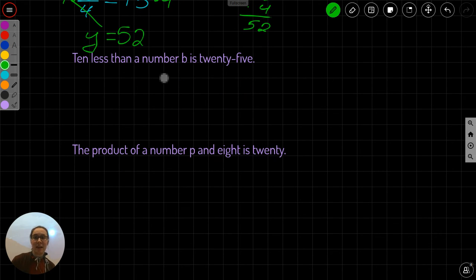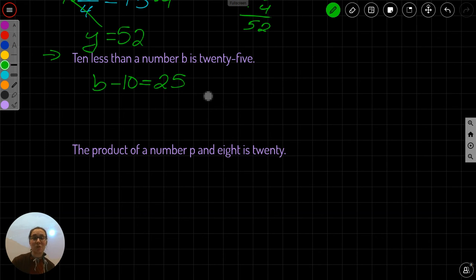10 less than a number b is 25. So 10 less than a number b. Division and subtraction are the two that you have to pay attention to, what's being subtracted from what. 10 less than a number b. So we're taking away 10 from another number. So b is going to go first. Minus 10 is, which means equals 25.